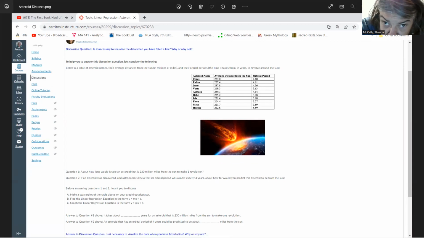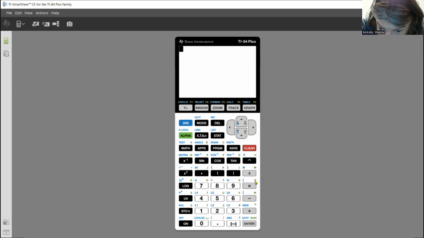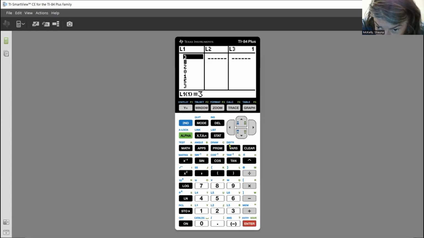I'm going to change my screen share to the calculator at this point. Okay, and I'm going to do what we normally do for the scatter plot. So I'm going to get my data. I'm going to clear my L1. Now, I'm going to put in the data that you just saw. So average distances are going to be my L1, 257.